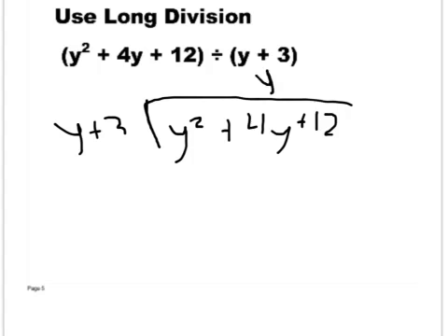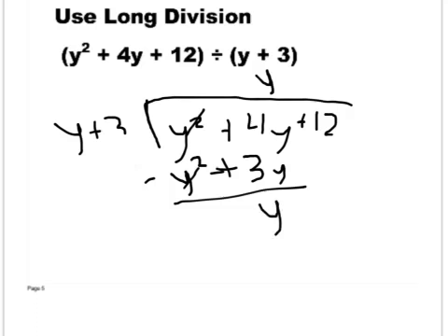I'm going to try y. What's y times y? Y squared. What is 3 times y? 3y, right? Then you subtract. So our y squared terms would cancel. What is 4y minus 3y? 1y. We drop down the 12.